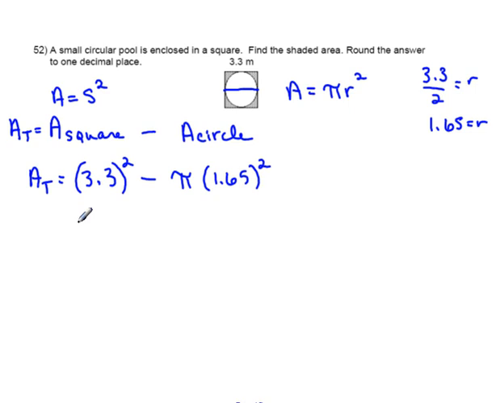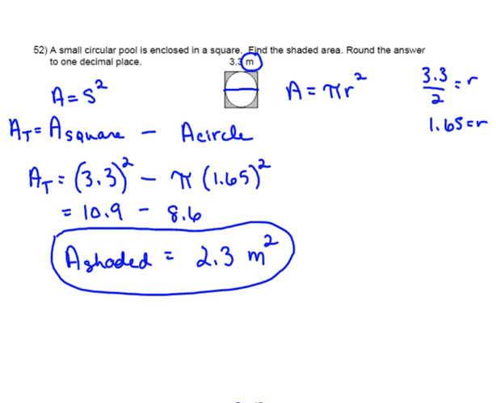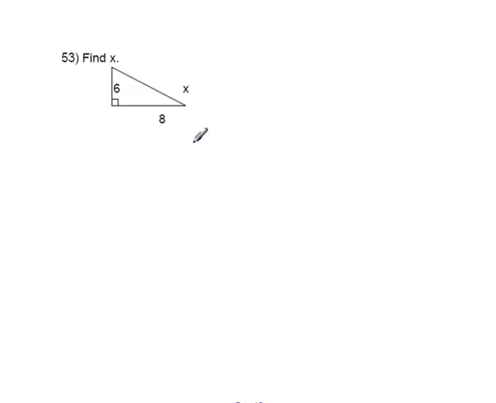And now just do this math in your calculator. 3.3 squared is about 10.9, and pi times 1.65 squared is about 8.6. Subtract the two, and the area of the shaded region is about equal to 2.3 meters squared. Remember that area is always units squared, and the units here were meters. So 3.3 squared is about 10.9, 1.65 squared times pi is about 8.6, subtract the two, and that's where you get the 2.3. Don't forget your units.